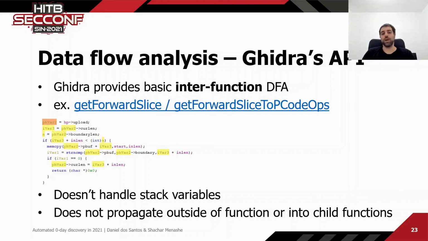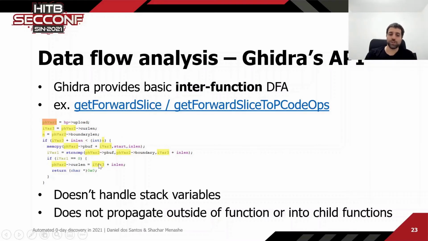Here I've highlighted pHVar2, and you can see that iVar3 gets the reference of that, and then n also gets some dereference of that, and then iVar3 is also mentioned here in n, so it will keep on checking, and pHVar2 gets a dereference of iVar3. So that works kind of okay, but only intra-function, only inside the current function. And of course, that's not good enough for us. So we expanded Ghidra's analysis to work inter-function.